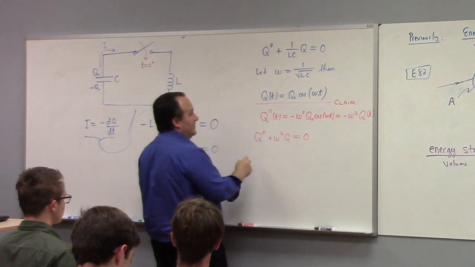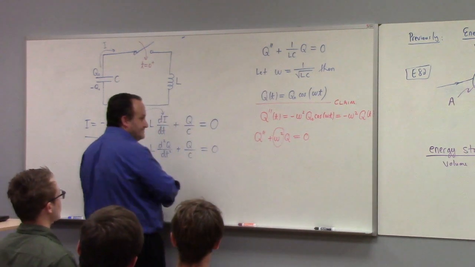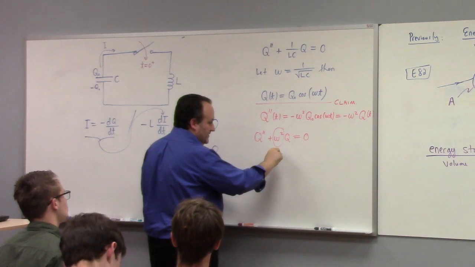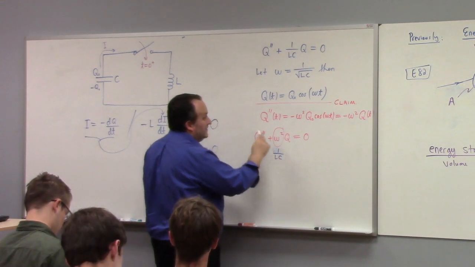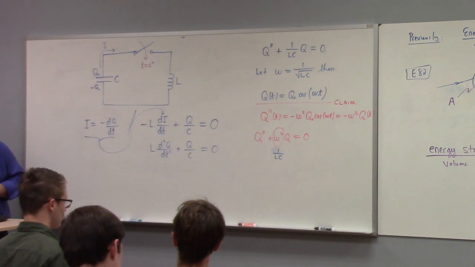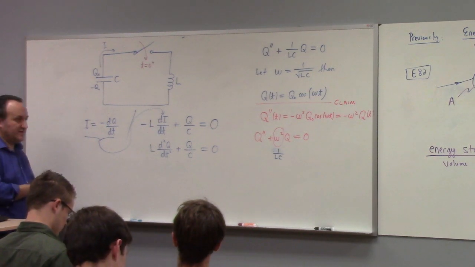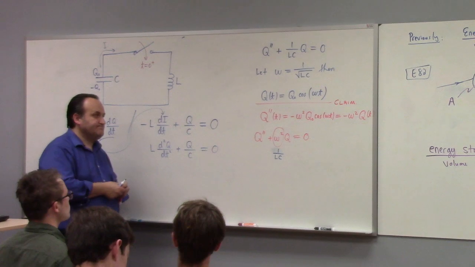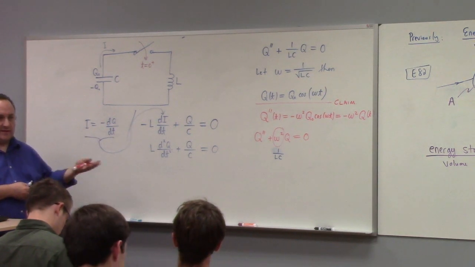But notice that omega squared, what is it? That's 1 over LC, right? Because omega was 1 over the square root of LC, so the omega here is for frequency. This is the natural frequency of the LC circuit, all right? So it solves the differential equation like I claimed, because you plug it in, it works.